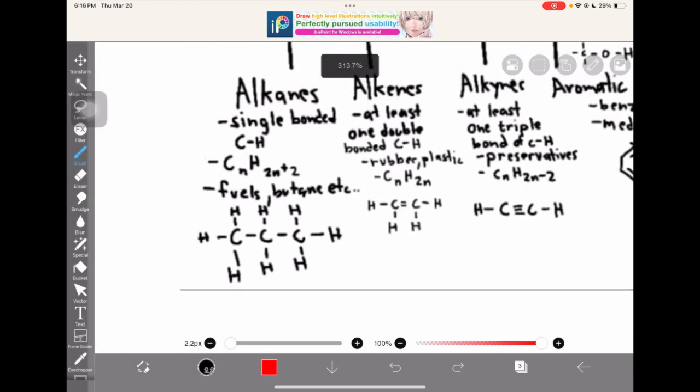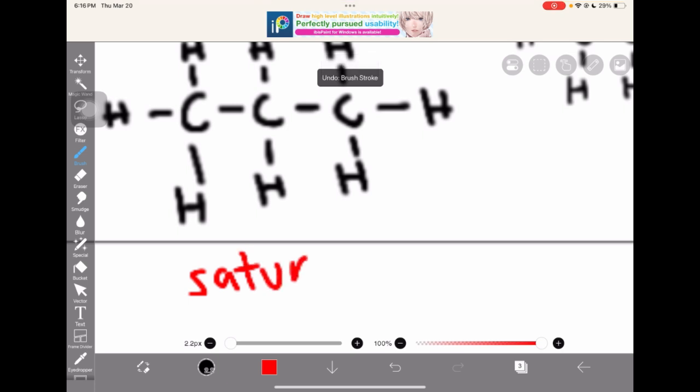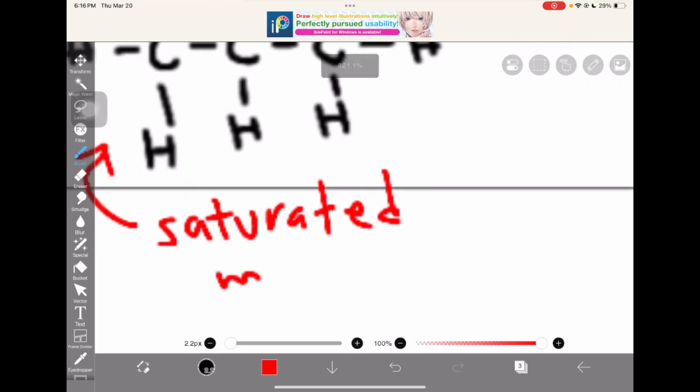Oh, I forgot to mention, but only alkanes are the saturated ones. This means that this contains the most hydrogen.